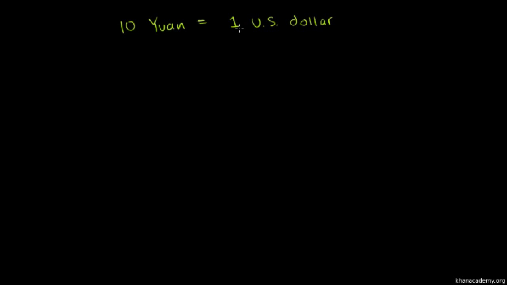And I think this makes sense to a lot of people. If I have $1, I want to convert it to yuan, I get 10 of them. If I have 10 yuan, I want to convert it to dollars, someone's going to give me $1 for it.